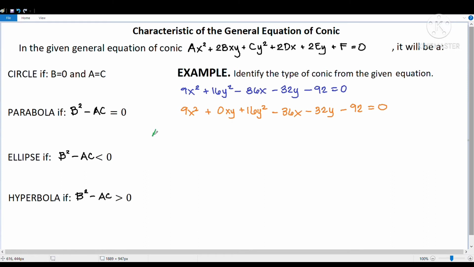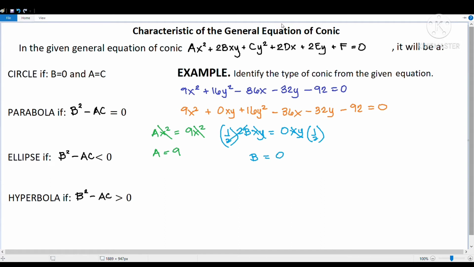So for our ax squared, that is equal to 9x squared. So we have to eliminate x squared, cancel this out. A is equal to 9. For our b, we have 2bxy, that is equal to 0xy. So we have to cancel out xy and multiply both sides by 1/2 in order to eliminate the numerical coefficient 2 of b. So cancel this out. So b is equal to any number multiplied by 0, that is 0 times 1/2. This is still 0.